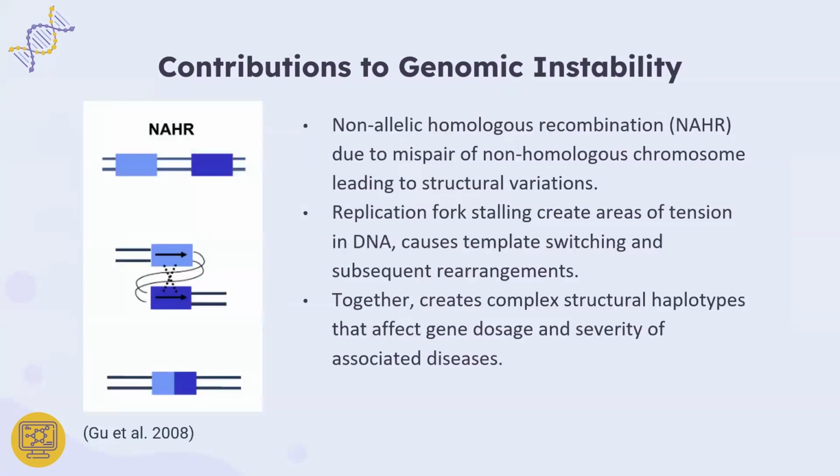Contributions to genomic instability. The researchers provide new insights into the mechanisms driving genomic instability, specifically through non-allelic homologous recombination, or NAHR, and replication fork stalling. NAHR occurs when non-homologous chromosome regions mispair, leading to structural variations. Replication fork stalling, on the other hand, can create areas of tension in the DNA, increasing the likelihood of template switching and subsequent rearrangements. These processes create complex structural haplotypes, contributing to variability in gene dosage and influencing the severity and heterogeneity of associated diseases.